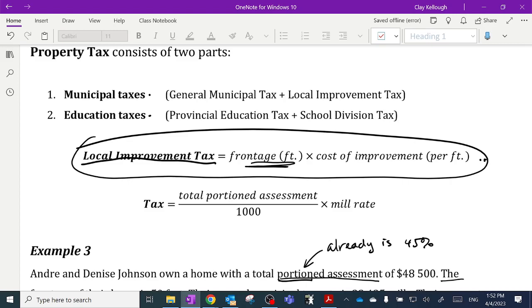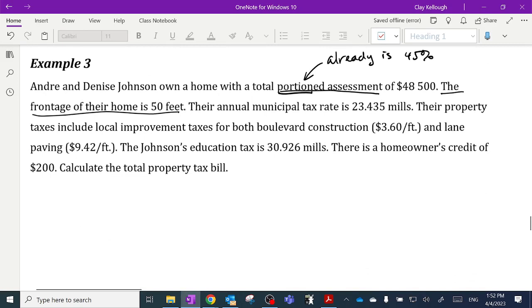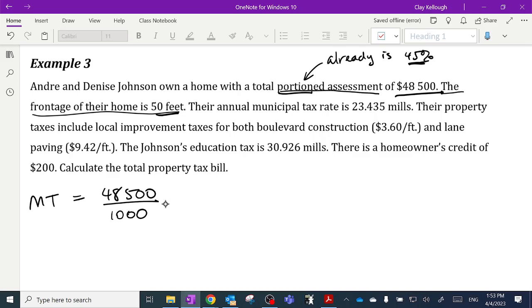So there we go. Let's do a calculation. Andre and Denise Johnson own this house, with an assessment percentage of 45%. The frontage is 50 feet. Their annual municipal tax rate: I'm going to do the municipal tax first. I'm going to take how much their house is worth, again for apportioned assessment purposes, divide it by 1,000, and times it by the municipal tax mill rate.